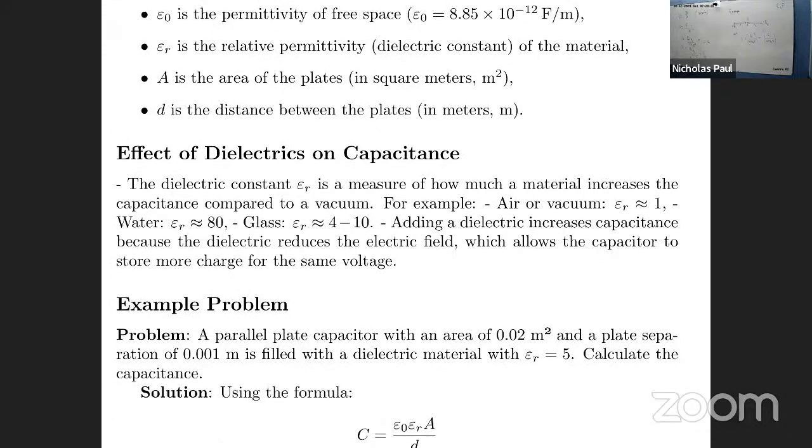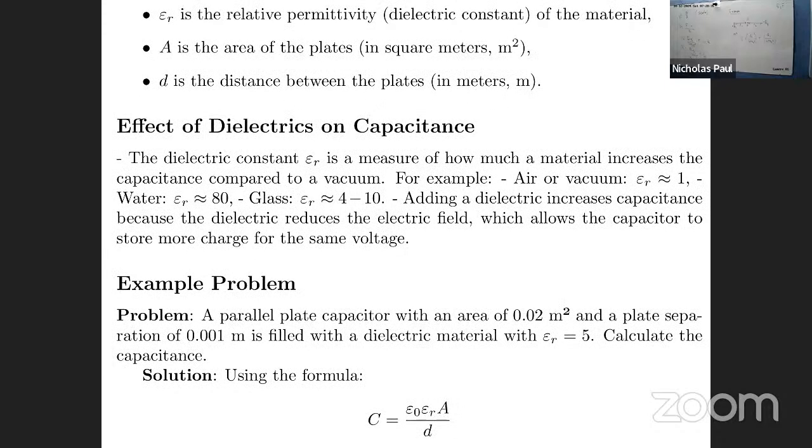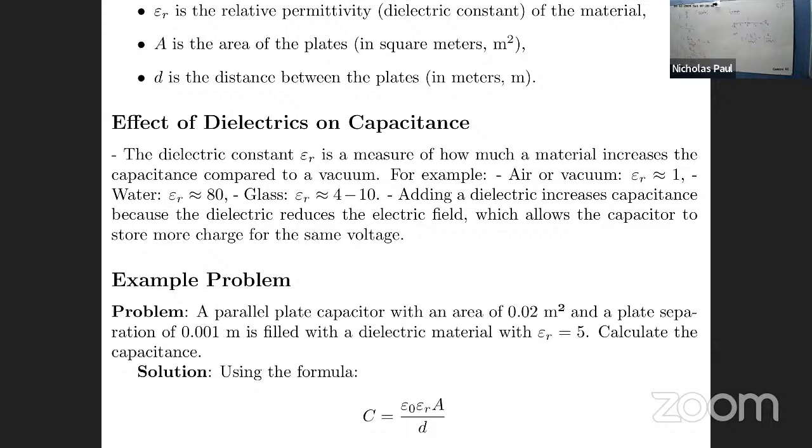Just do me a favor, calculate that C value, please. You don't have to write it, just put it in the calculator. It's 8.85 by 10 to the minus 12. Very good.